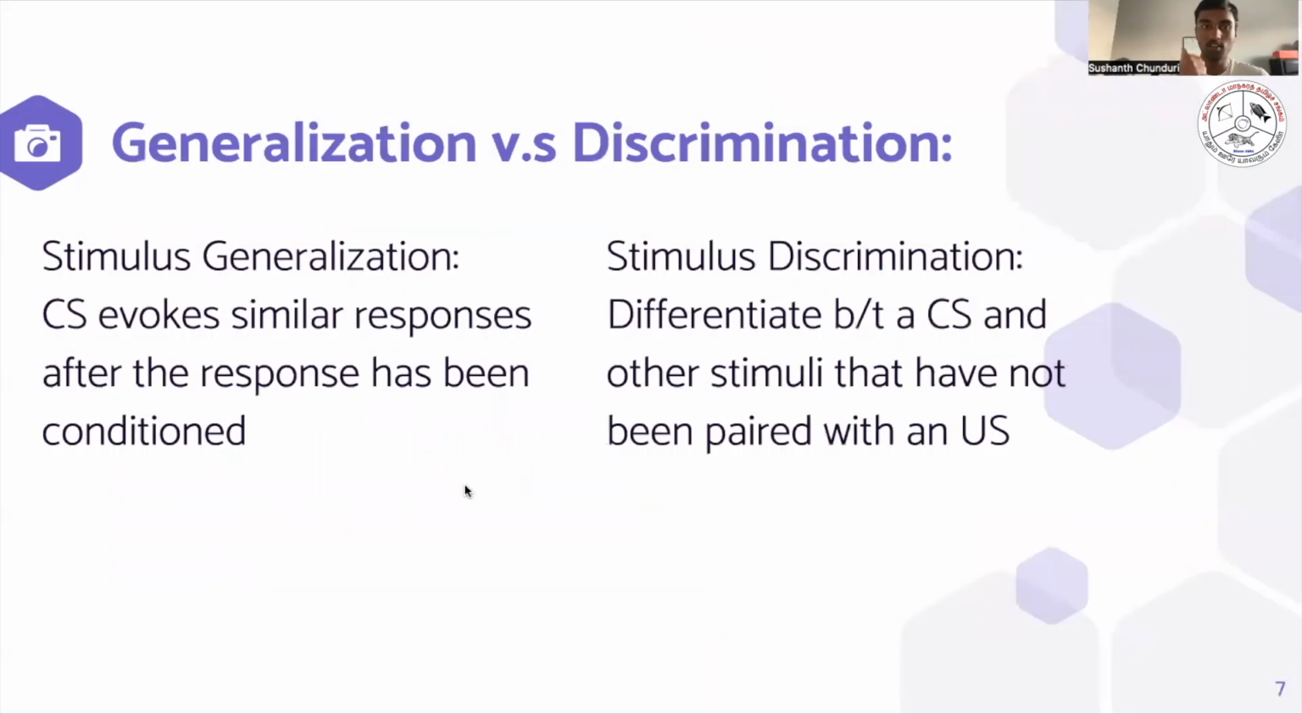Okay, we also need to know the difference between generalization and discrimination. So stimulus generalization occurs when the conditioned stimulus has similar responses after the response has been conditioned. So let's say I have a bell and I have a whistle, and the dogs start salivating to both the bell and the whistle. So the dogs are generalizing that a loud sound means food.